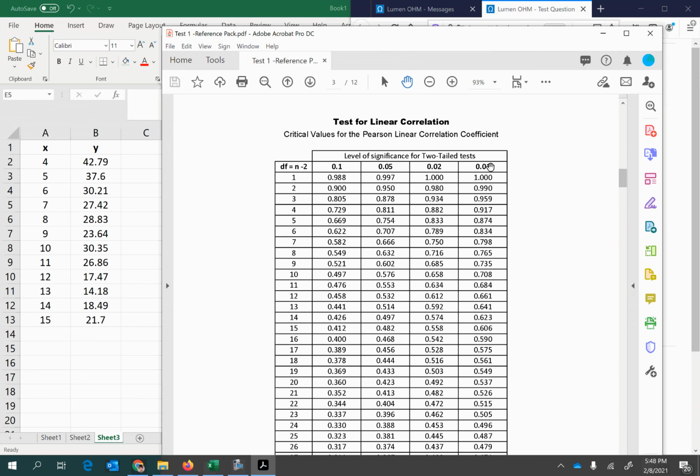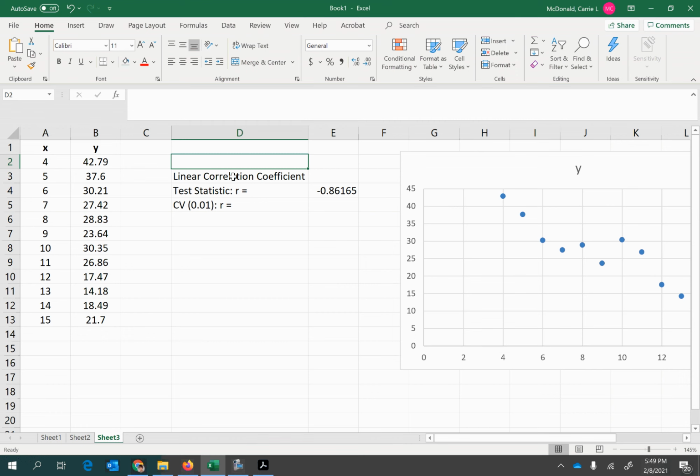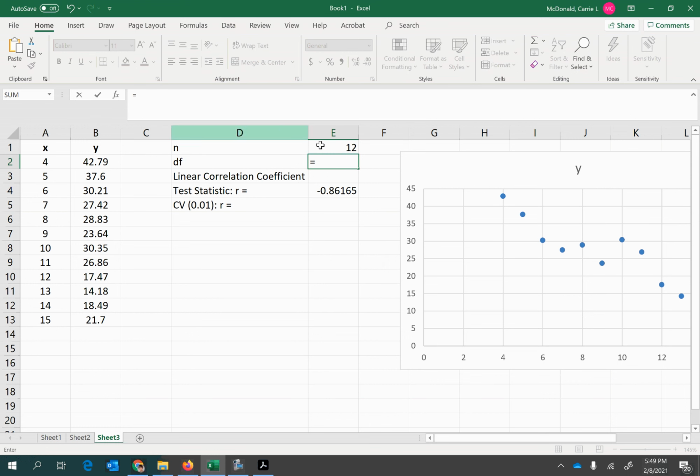All right, so 0.01 is here on the end, so we'll be looking in the last column for our comparison value, our critical value. And we also need to decide which row to look in by the degrees of freedom, which is equal to n minus 2. Now, n is the sample size, so look over here, how many x values or xy pairs did we have? And we had a total of 12 xy pairs. So the degrees of freedom would be 12 minus 2, right? So being that n is equal to 12, the degrees of freedom is equal to 12 minus 2, which is 10.